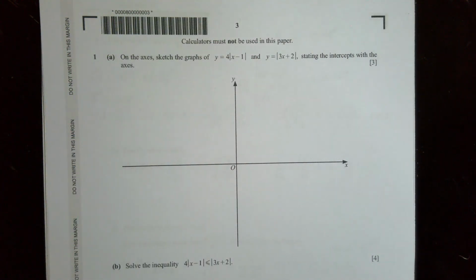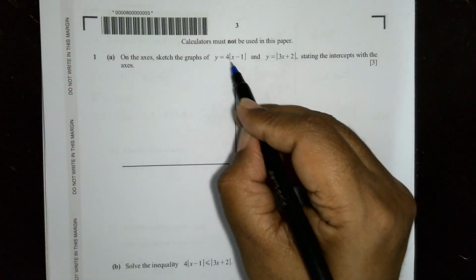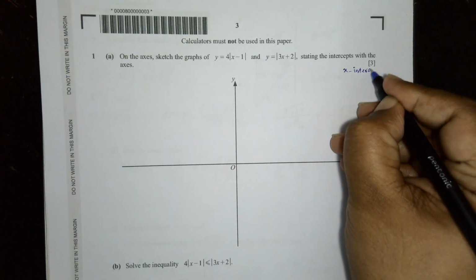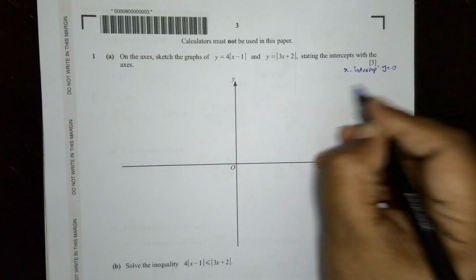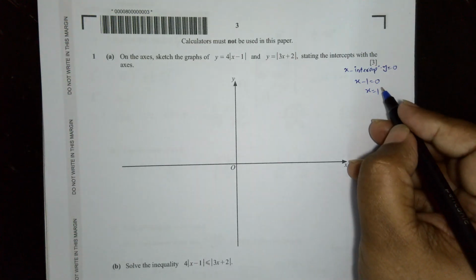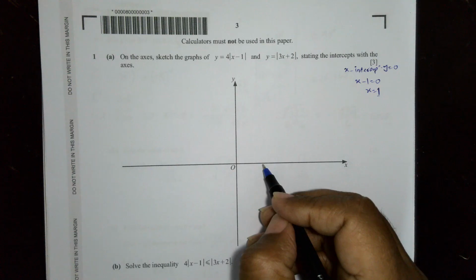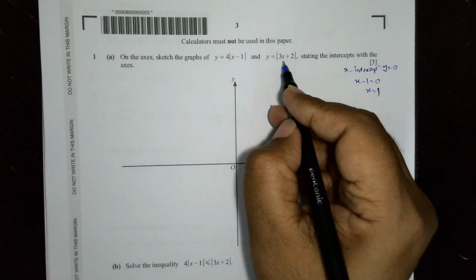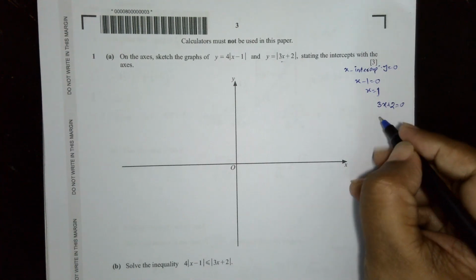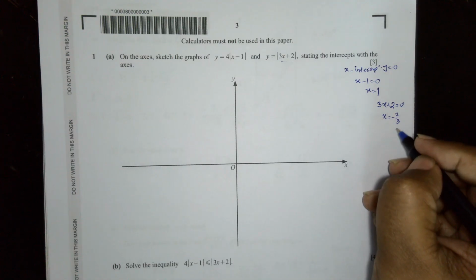For x intercept, y is equal to 0, that will give us x minus 1 equals 0, hence x equals 1. So at x equals 1, the graph will be reflected or bounced on the x-axis. You understood? And for this portion, I can write 3x plus 2 equals 0, so x equals minus 2 over 3.